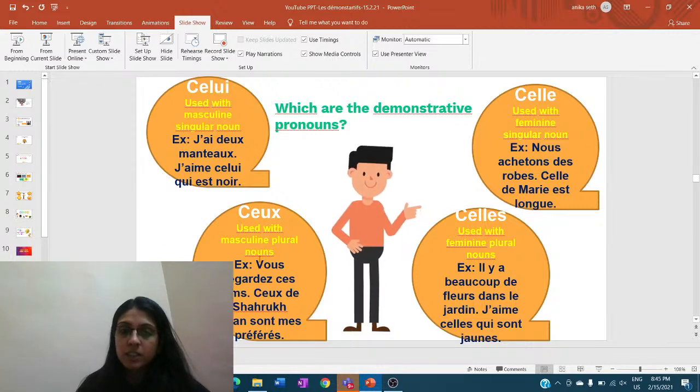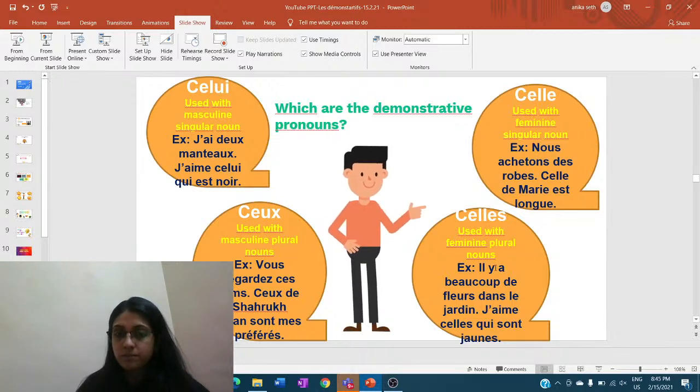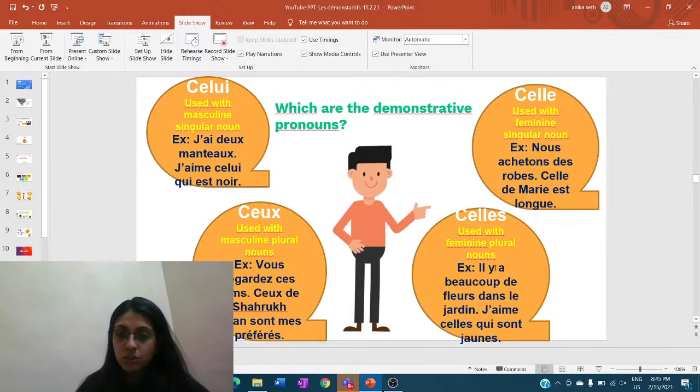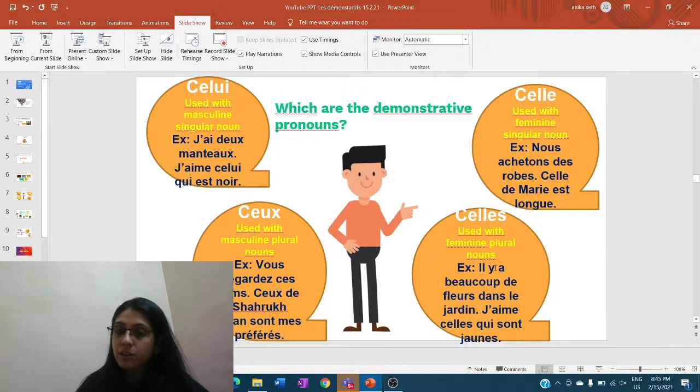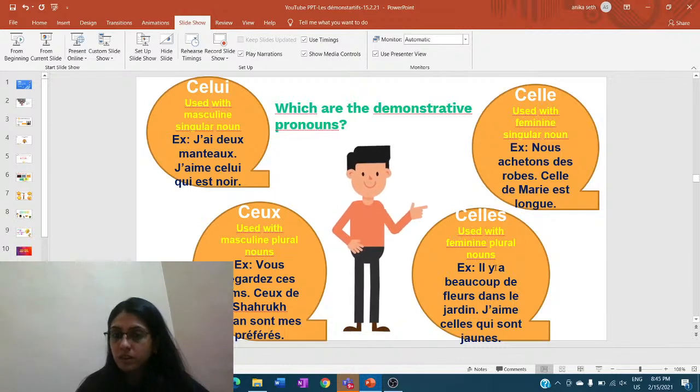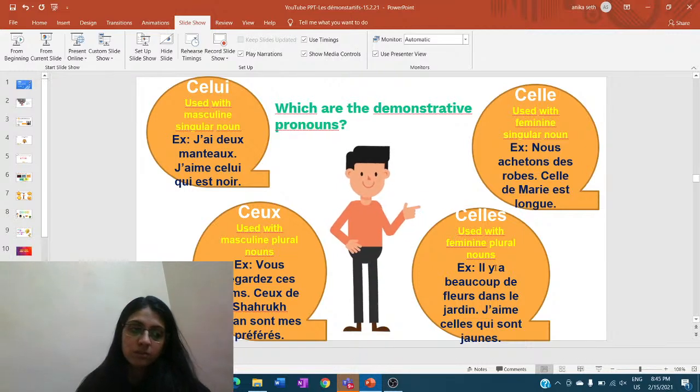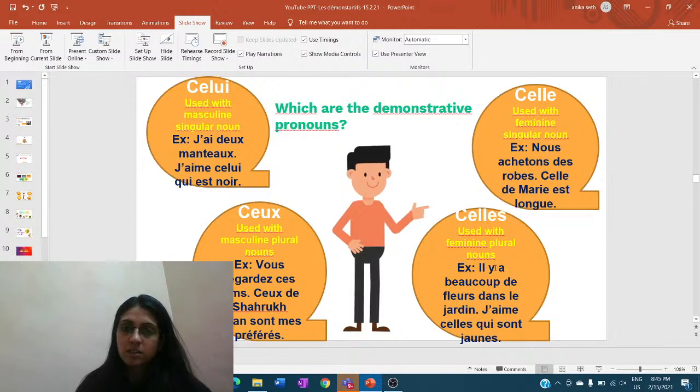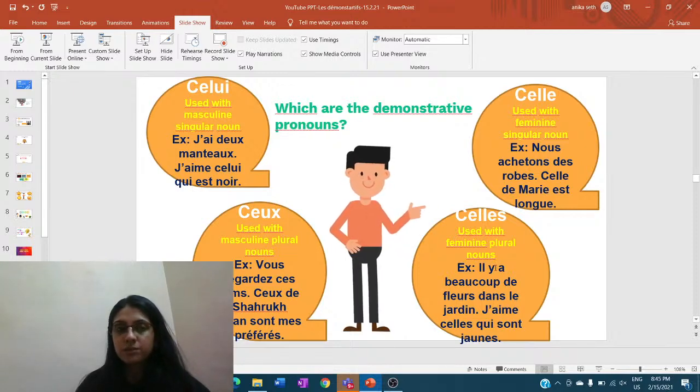And the last one, CELLES, used with feminine plural nouns. Like, il y a beaucoup de fleurs dans le jardin. J'aime les fleurs qui sont jaunes. So instead of repeating fleur, we will replace les fleurs with celles because les fleurs is a feminine plural noun. Right? Il y a beaucoup de fleurs dans le jardin. J'aime celles qui sont jaunes. Alors, celui, celle, ceux, celles sont les pronoms démonstratifs.